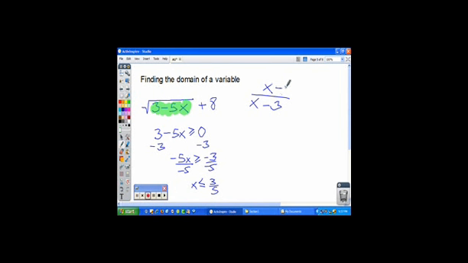Like sometimes I'll give people a problem like this, x minus 2 over x minus 3, and they'll say x can't be 2 or 3. And that's not true. X can definitely be 2 if you want it to be, because we don't care if the top is 0, we just don't want the bottom to be 0.